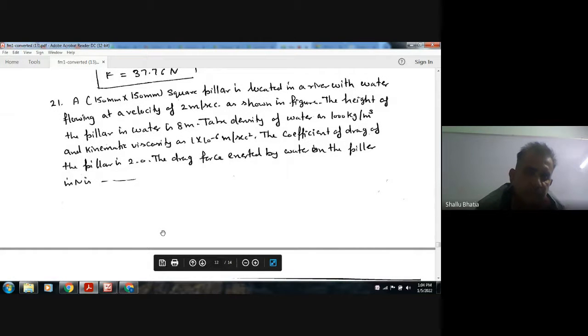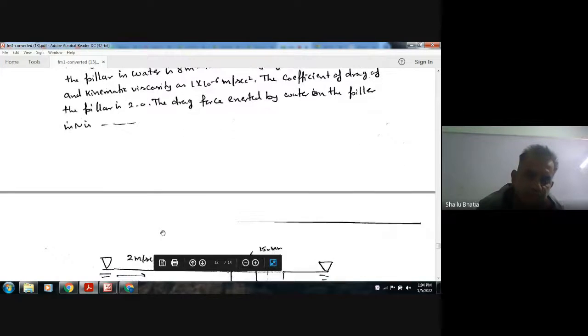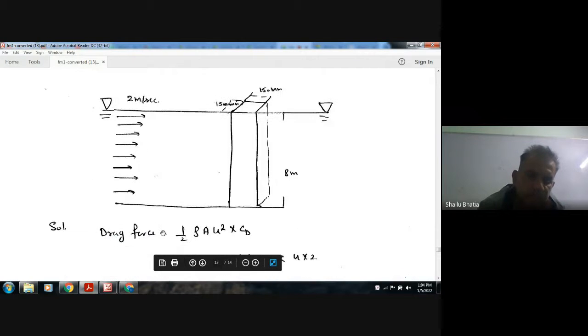a 150 mm into 150 mm square pillar is located in a river with water flowing at a velocity of 2 meter per second as shown in the figure. The height of the pillar is 8 meter. Take density of water as 1000 kilogram per meter cube, kinematic viscosity as 1 into 10 to the power minus 6 meter square per second. Coefficient of drag of the pillar is 2. The drag force exerted on the pillar is, so this is the pillar shown.